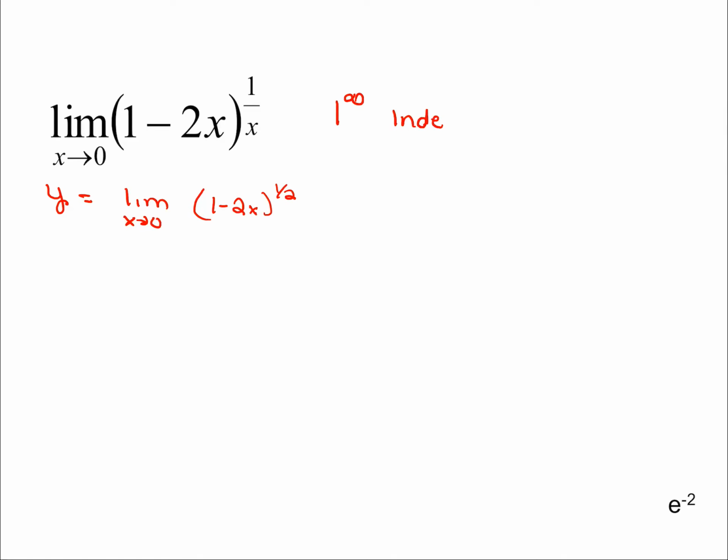Okay? Indeterminate. So now I have to make it so that I can get it either at 0 over 0, infinity over infinity. So by taking the natural log of y, I get the limit as x approaches 0 of 1 over x natural log of 1 minus 2x.